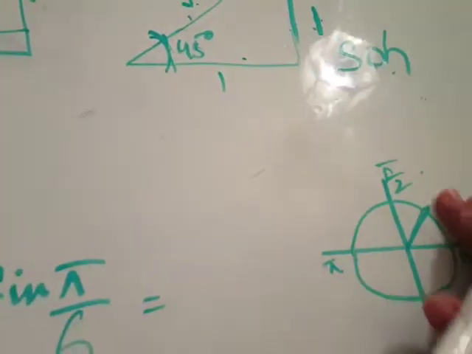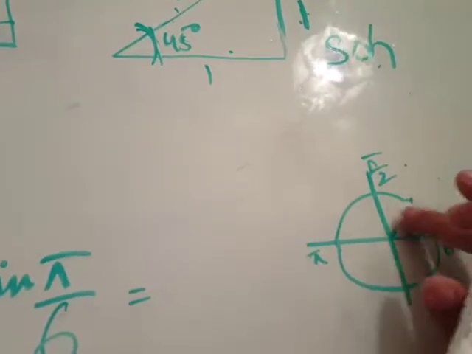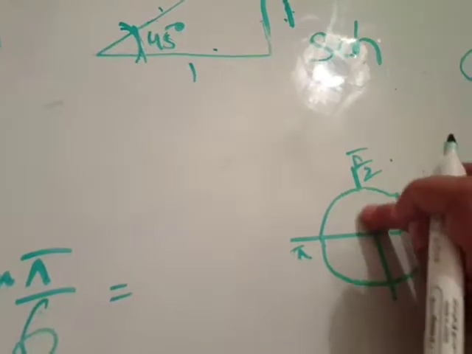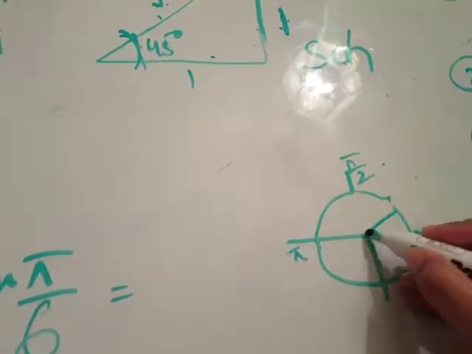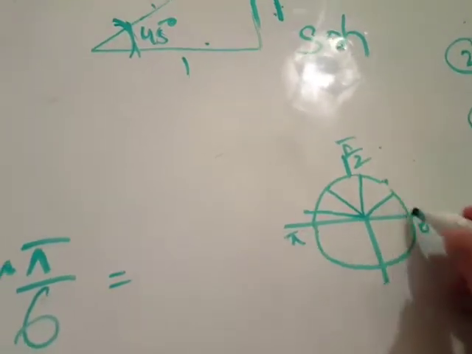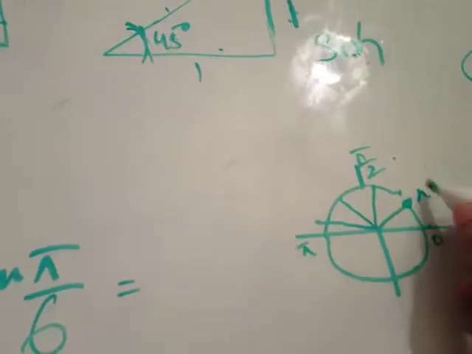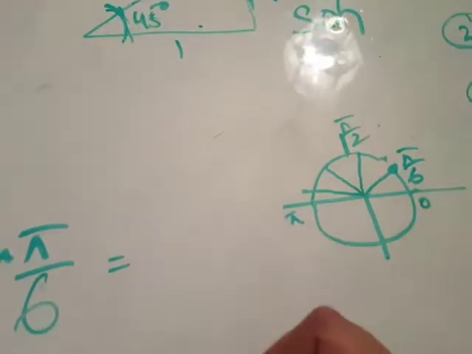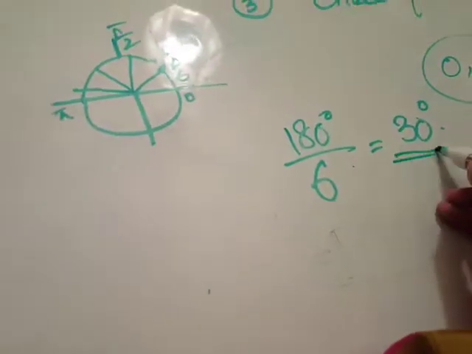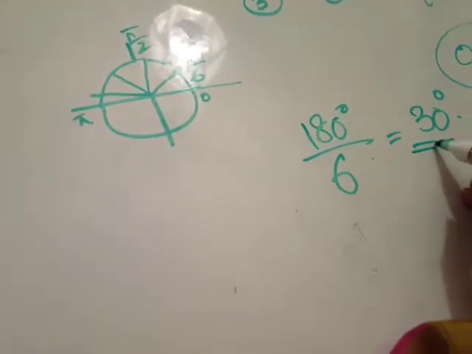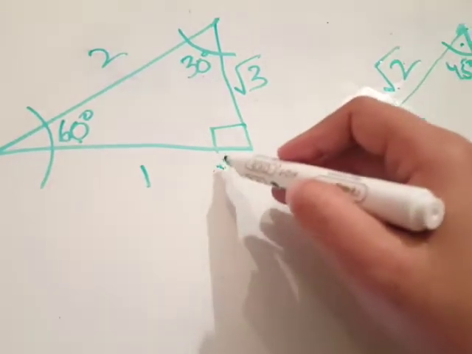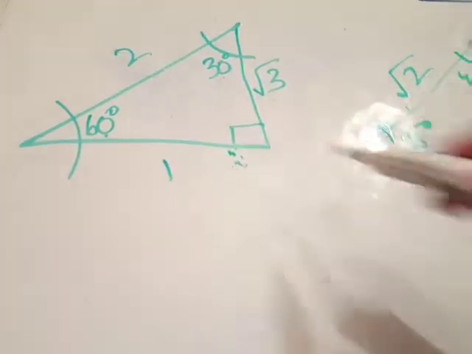Where will pi over 6 lie actually? Somewhere here, right? We made something like this, okay? So pi over 6 will be somewhere here on the positive side. It's lying in the first quadrant and it's 30 degrees. So can you see which is the special triangle which has 30 degrees? This is the special triangle which has 30 degrees, right? So we will use this triangle now.